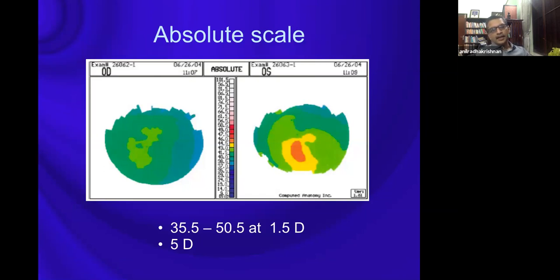In the absolute scale, in the normal range, that is between 35.5 to 50.5, the color change occurs at 1.5 diopters. So less than 1.5, you don't see a color change. But for less than 35.5 and beyond 50.5, there is a color change only if there is a change in the dioptric power by 5 diopters. So within the normal range, that is between 35.5 to 50.5, the usual normal keratometric range, color change occurs only every 1.5 diopters.